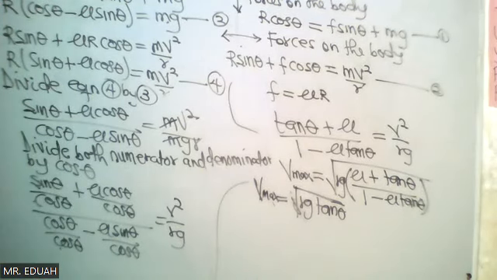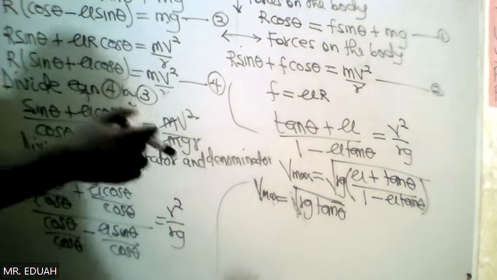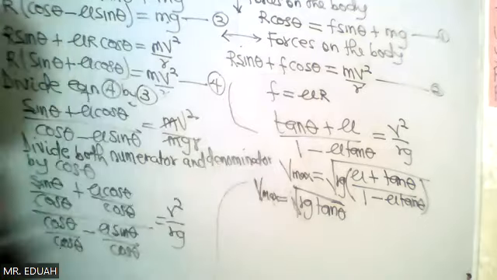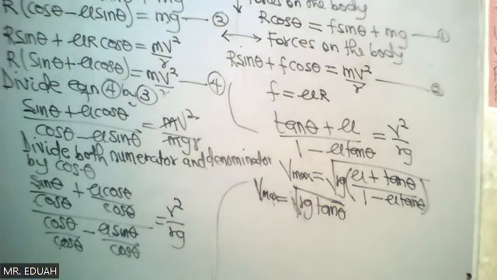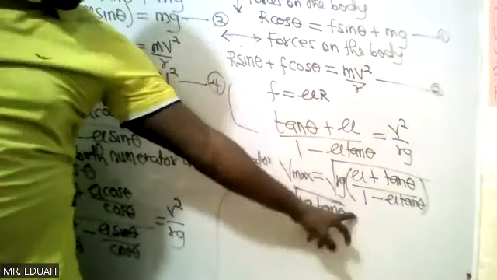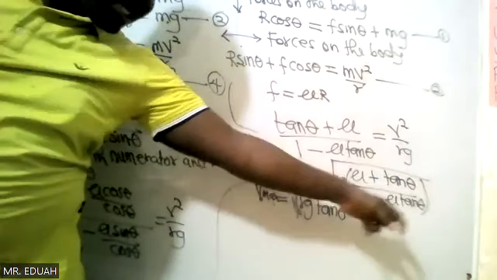That is why I said that when the road is banked, it reduces wear and tear, it works to some extent. And that is when we are not depending on friction. But when the road is banked and we are also looking at frictional force, most especially in our part of the world, then the expression to calculate the maximum speed, this is it.